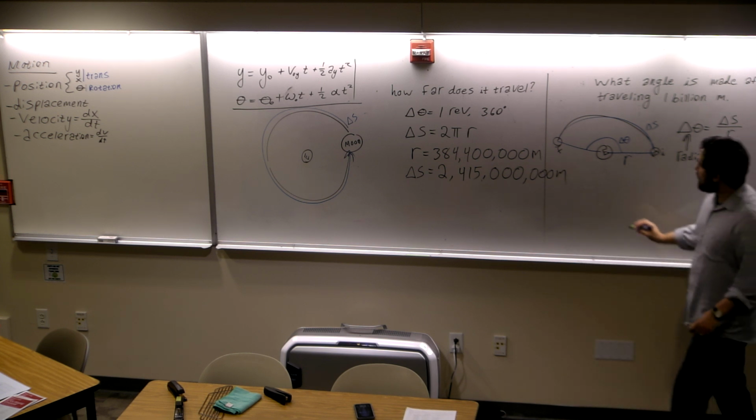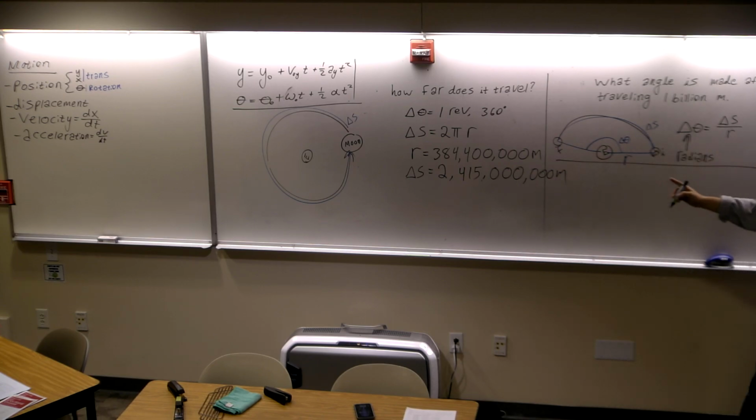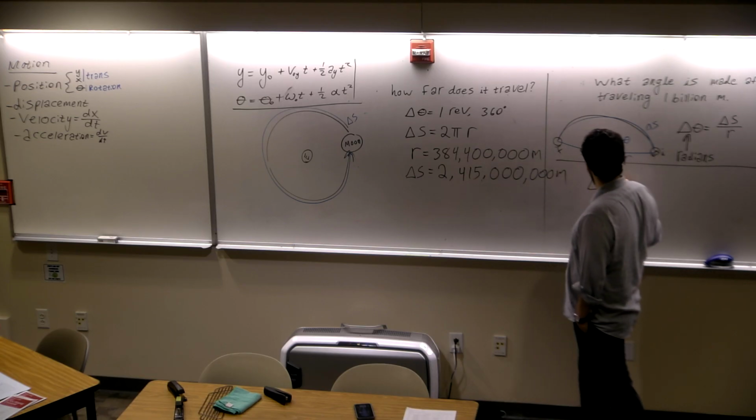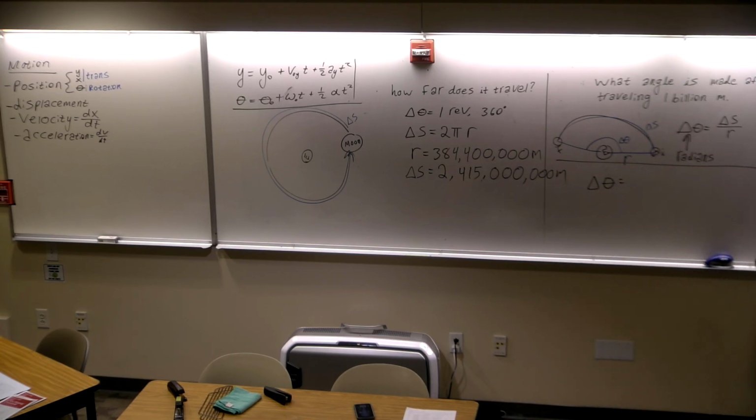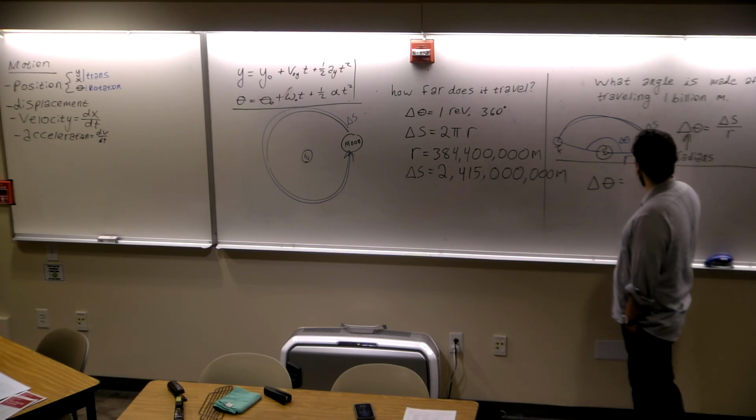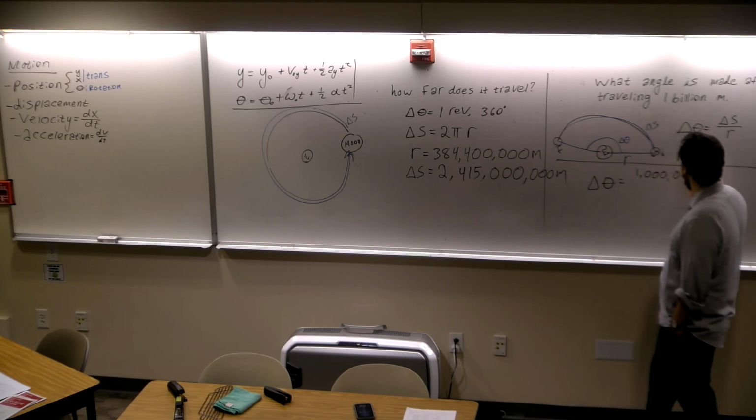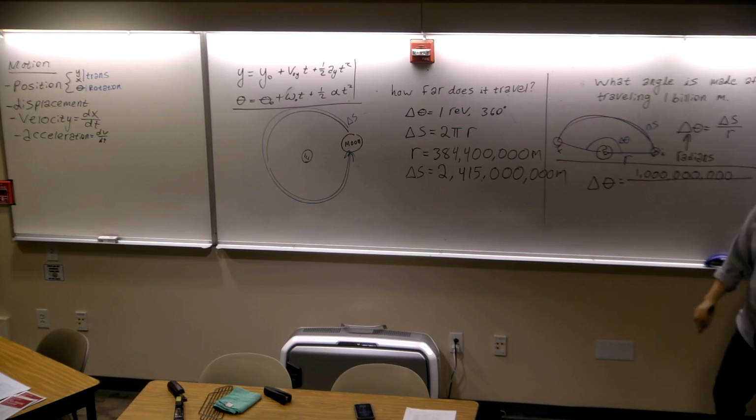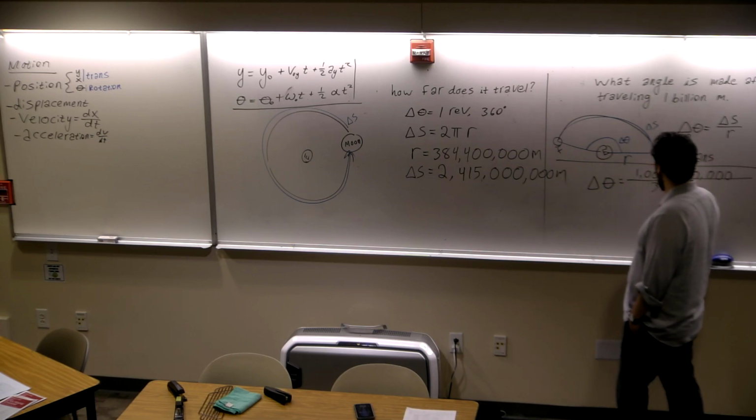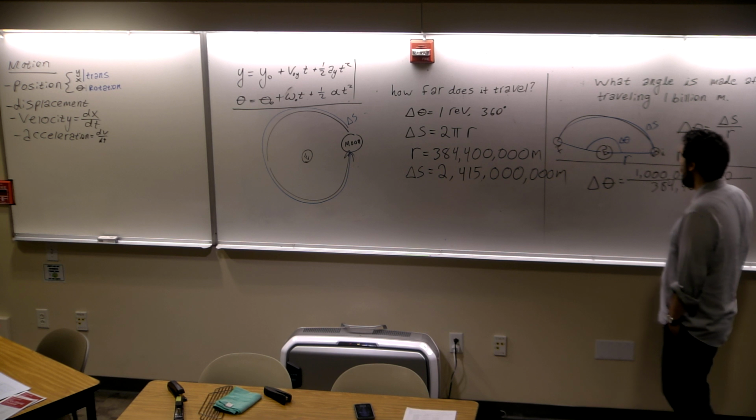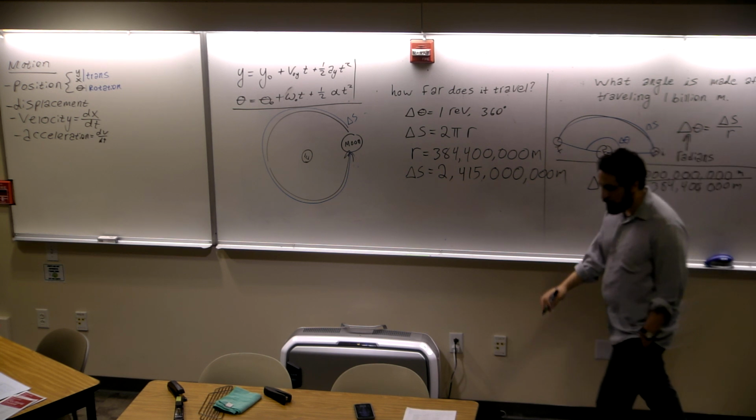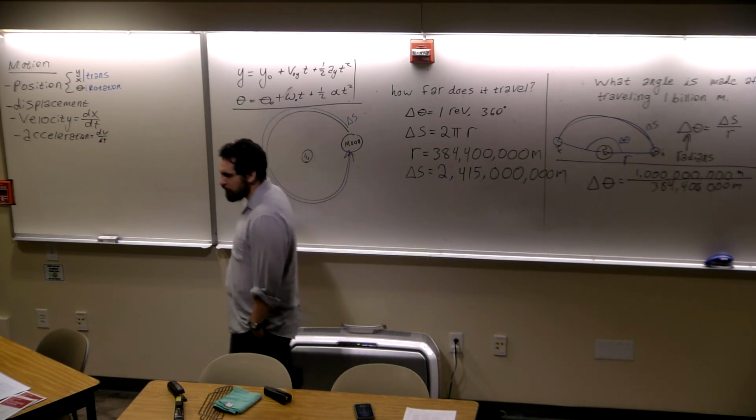So then we ask the question, well, what is this delta theta going to be when we travel 1 billion meters? Well, delta theta is going to be the arc length that the moon travels during this time. Well, it travels 1 billion meters. So you say it's 1 billion, it's million, thousand, hundreds. And then we divide it by the radial distance, 384,400,000 meters. We can calculate out what the angle is. Go ahead and do so real quick.